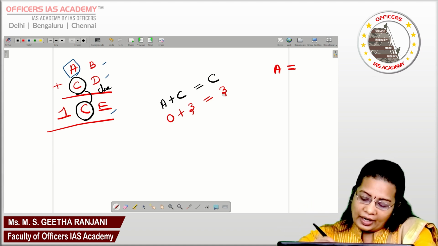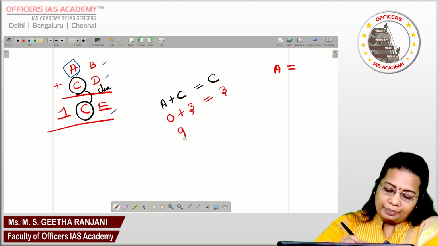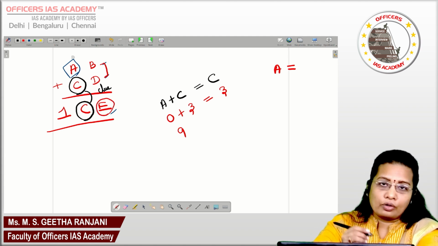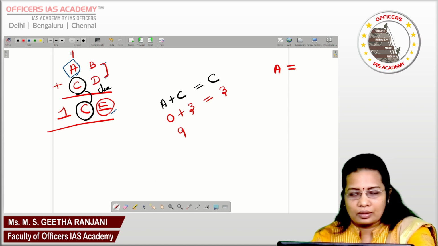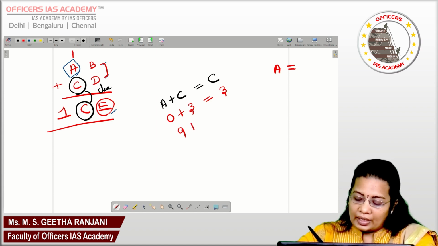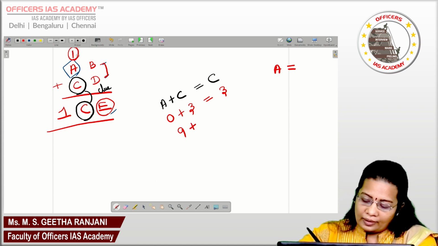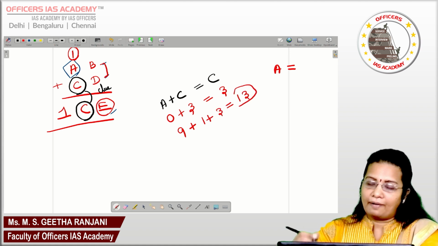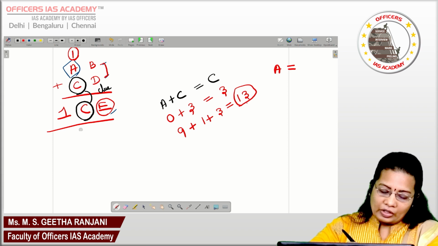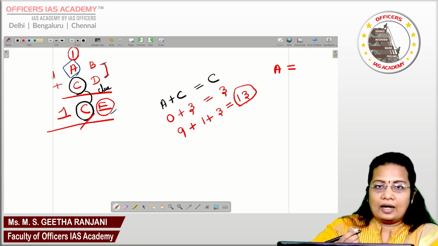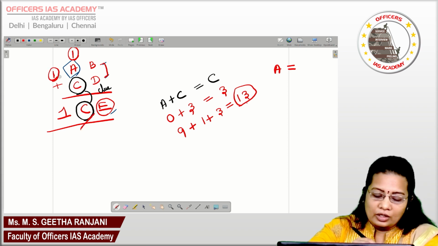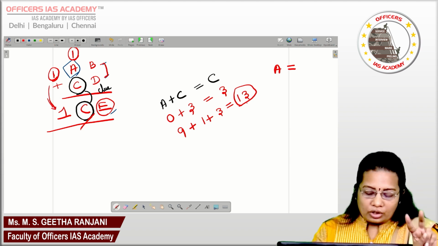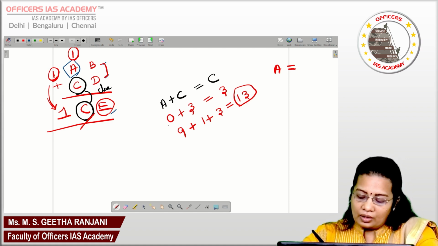Suppose A is 9. The B, D, we don't know the exact values. And for E, whether a carry forward is there or not is not mentioned in the question at all. So the idea is 9 plus the carry 1 plus C is 3, then also we will be getting the number 13. So here 3 will be placed, and the extra carry 1 will be placed here. So this one is included in this question. Okay, so there are only two choices: A might be 0 or 9.